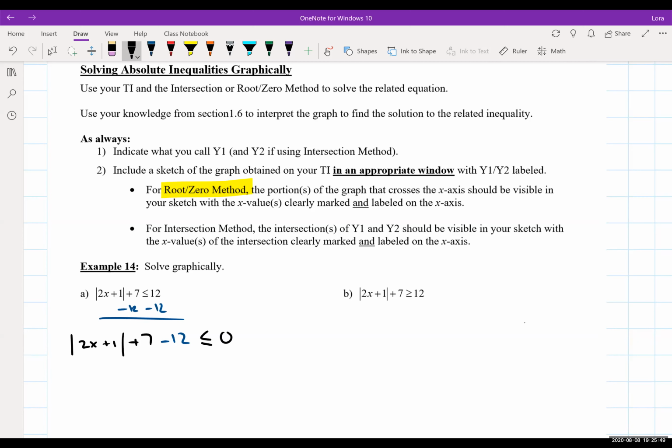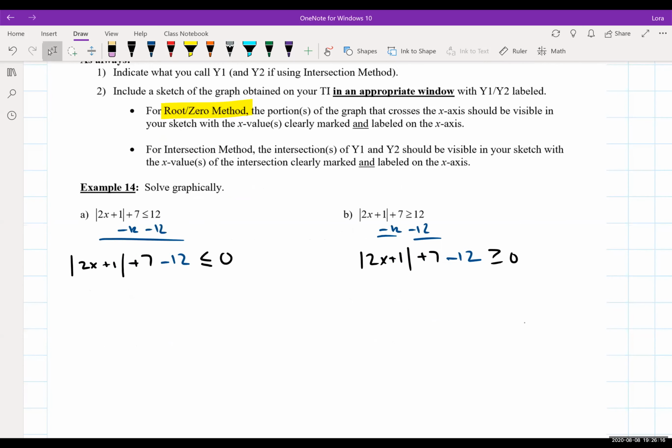Similarly, for part B, nothing has changed other than the inequality symbol. So you can see if we compare, for part B, we have 2x plus 1 in absolute value bars, plus 7 minus 12, is greater than or equal to 0. So this would be our case for y1.